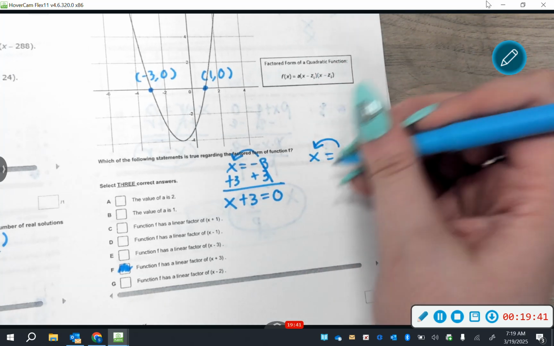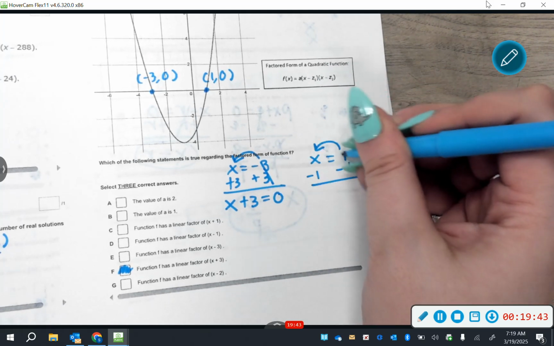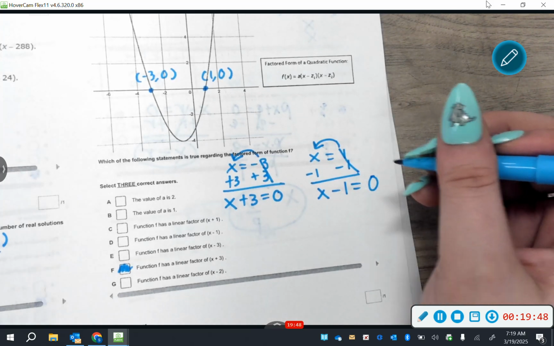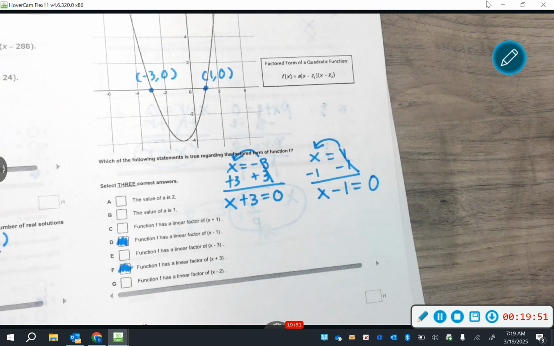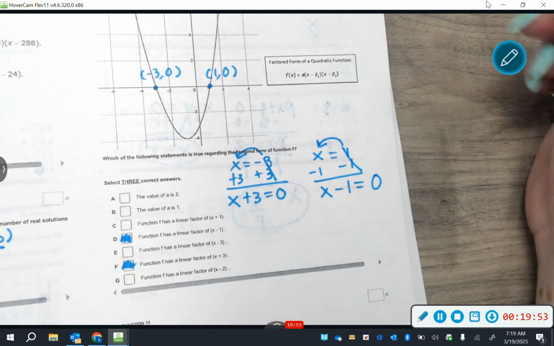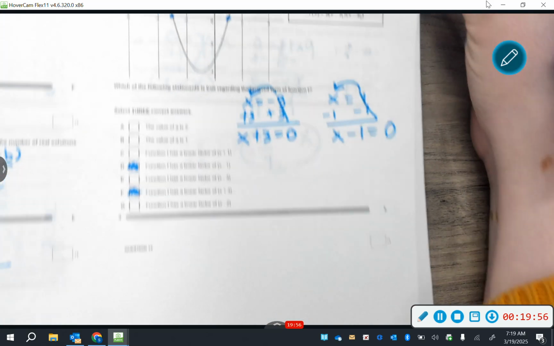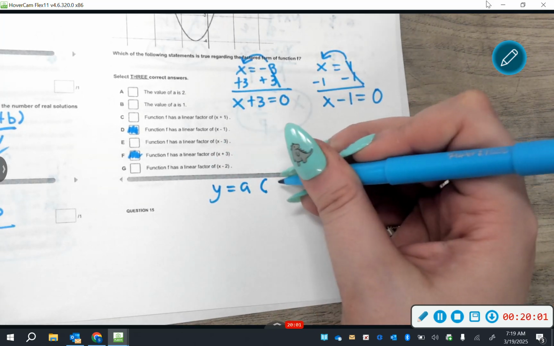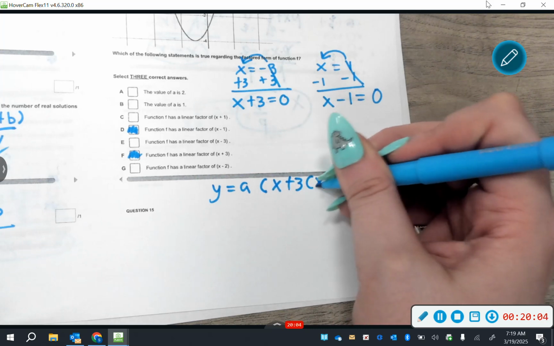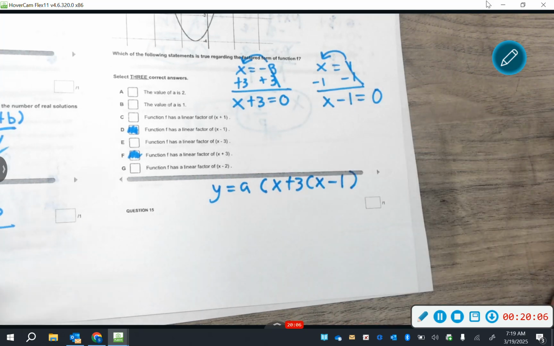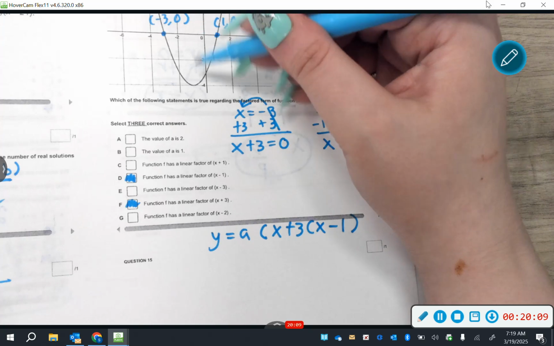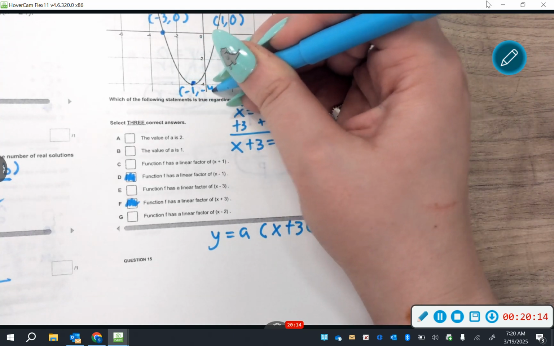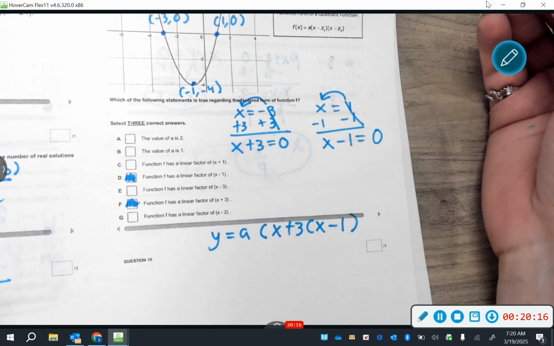The opposite of a positive 1 is we're subtracting 1 to both sides. X minus 1 equals 0. So our other answer is D. Okay, now they're asking us to solve for our A value here. Remember to solve for A, here's what we're doing. Y equals A, parentheses, x plus 3, x minus 1. We need a point from that graph. Usually the vertex is a good option. So for example, we could use -1, -4, but you could also use other points as well.